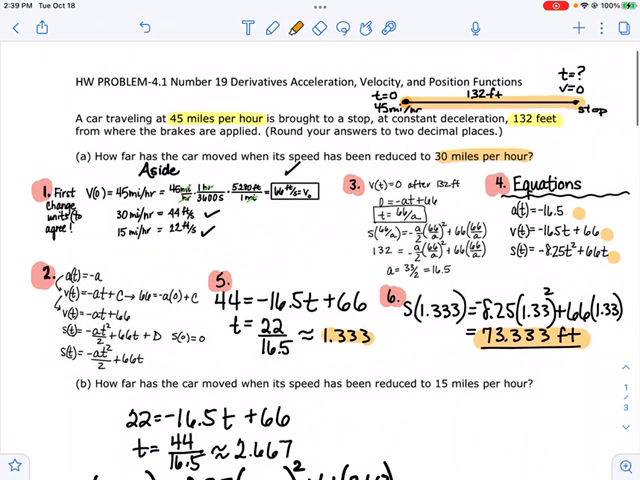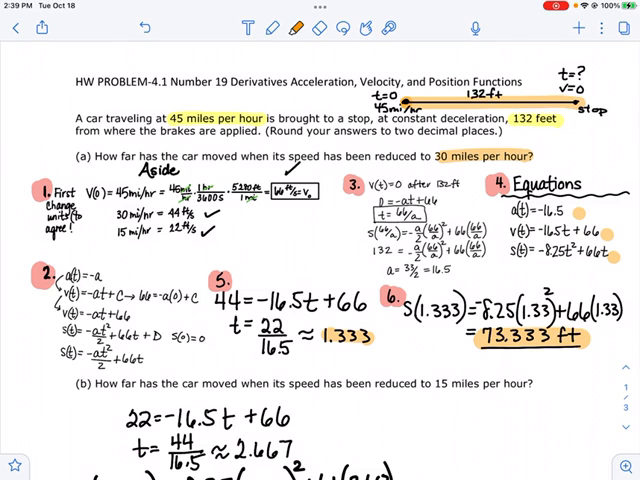Okay, so we're back again on that problem 4.1, number 19: derivatives, acceleration, velocity, and position functions. So we had the problem where the car is traveling 45 miles per hour and is brought to a complete stop at constant deceleration, 132 feet from where the brakes are applied. Round your answers to 2 decimal places.